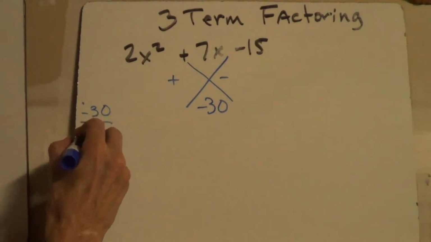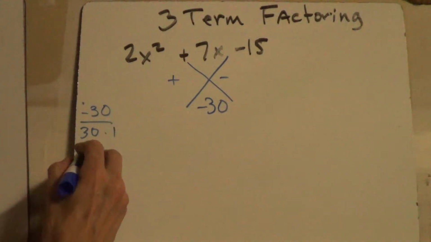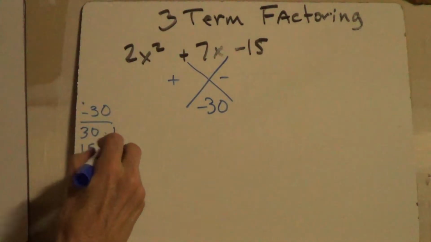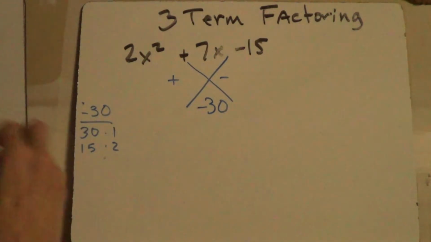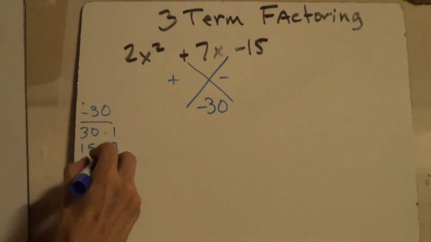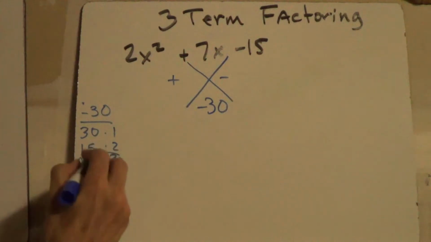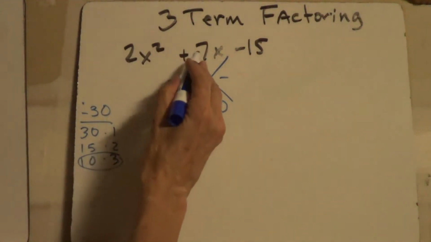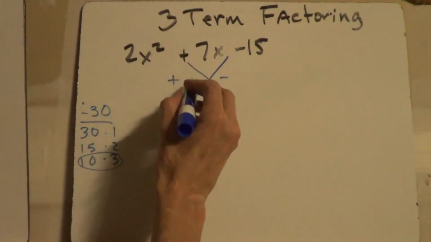So I might go through them. 30 and 1, those subtract to be 29. 15 and 2, subtract to be 13. 10 and 3, subtract, oh, there it is. 10 and 3. Remember, the one that's farther from 0 always matches the sign of this one up here.